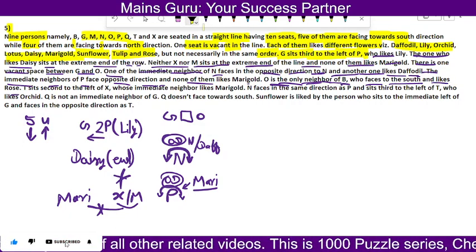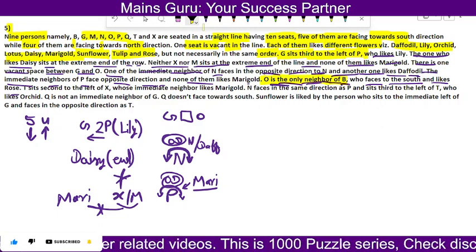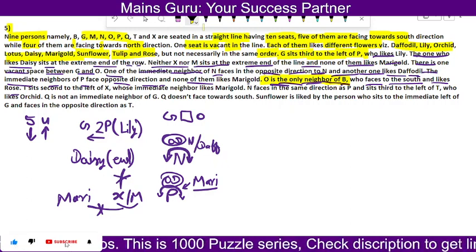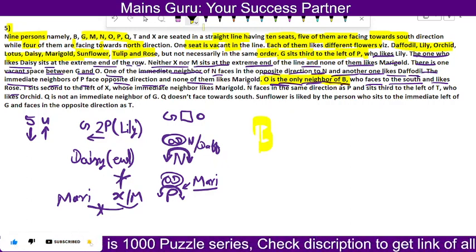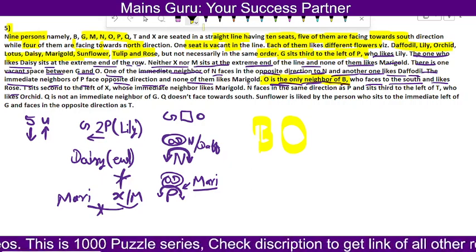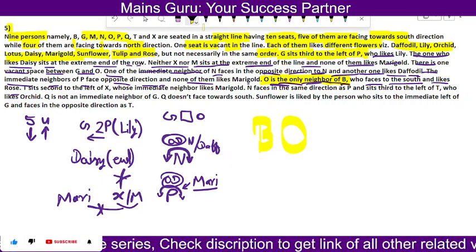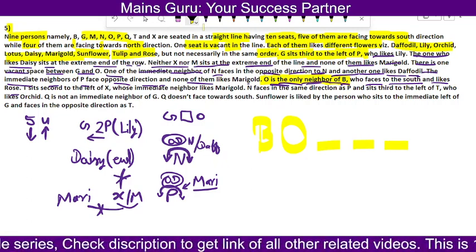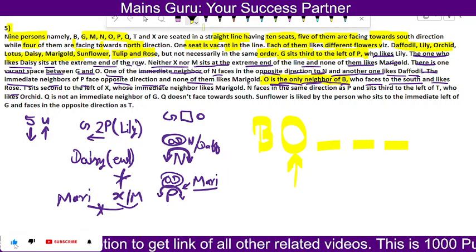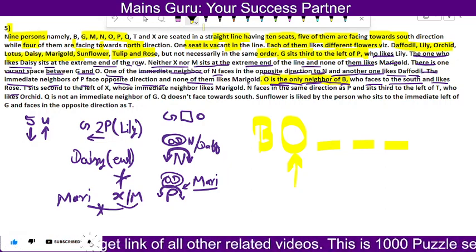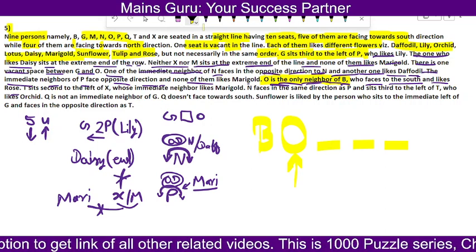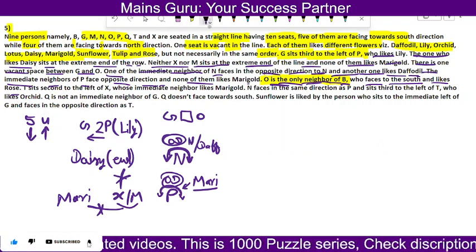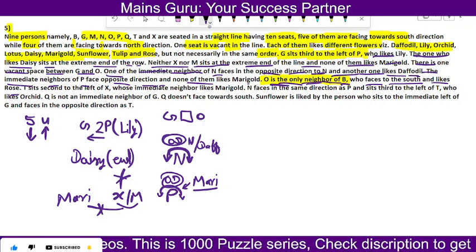O is the only neighbor of B who faces south direction and likes rose. See, very carefully read this condition. O is the only immediate neighbor of B, so one of these will sit at the extreme end. Suppose here I write B, and then O, and it is saying that O is the only immediate neighbor. If I make the other person this side, then O is not the only immediate neighbor of B. So definitely we can say that B will sit at the end.